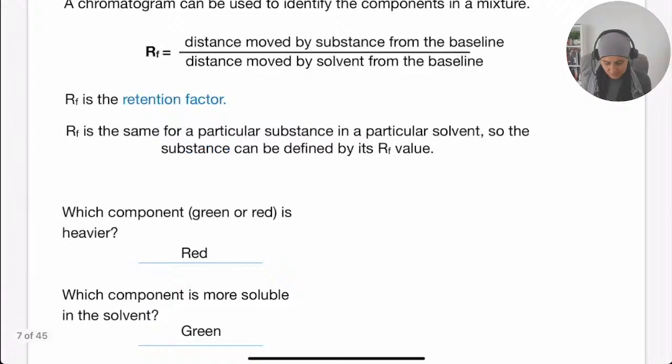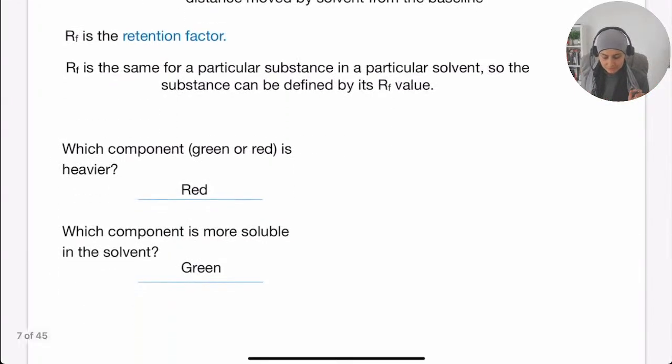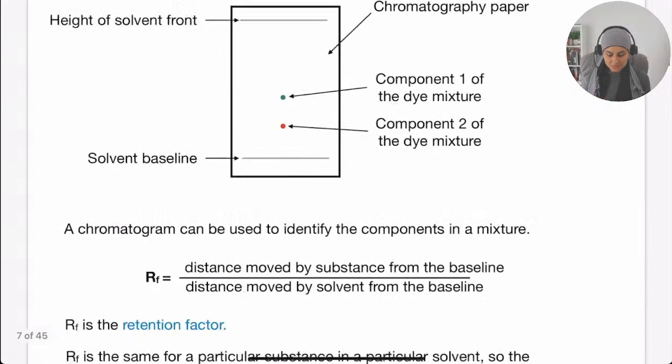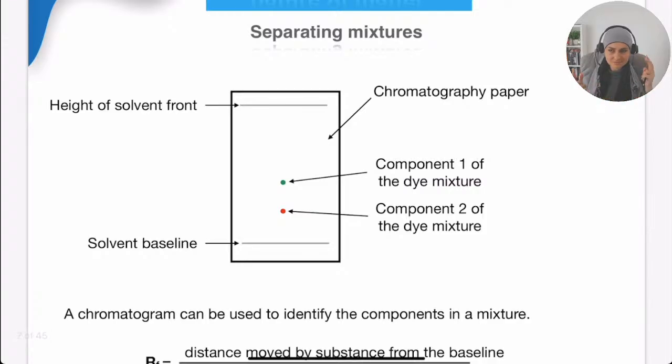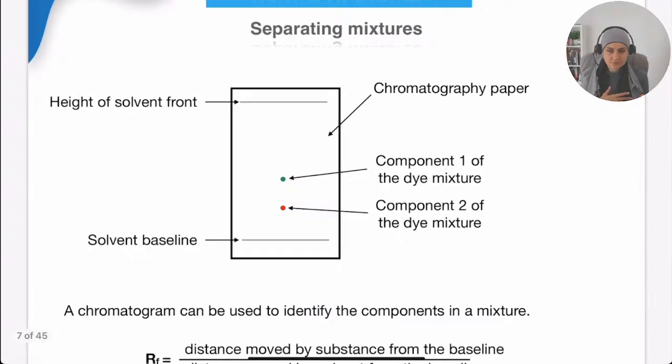Right. So let's see. Retention factor, yes, and we said that the RF value would depend on the solvent and on the paper that you're using. So what can they ask? They could ask which component, green or red, is heavier. By the way, that's another factor, right? The heavier components would travel to lower distances. Since the red dye traveled less, we can expect it to be heavier, probably.